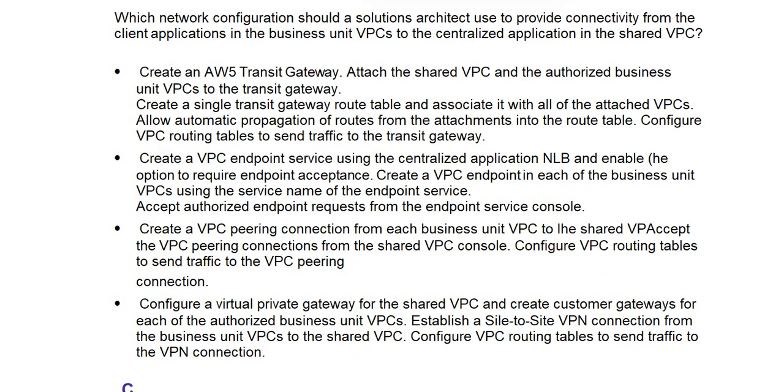And the options are: Option A. Create an AWS Transit Gateway. Attach the shared VPC and the authorized business unit VPCs to the Transit Gateway. Create a single Transit Gateway route table and associate it with all of the attached VPCs. Allow automatic propagation of routes from the attachments into the route table. Configure VPC routing tables to send traffic to the Transit Gateway.